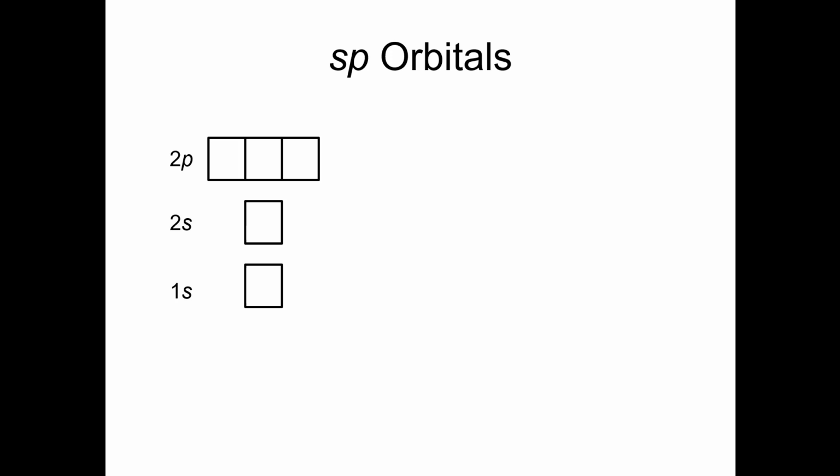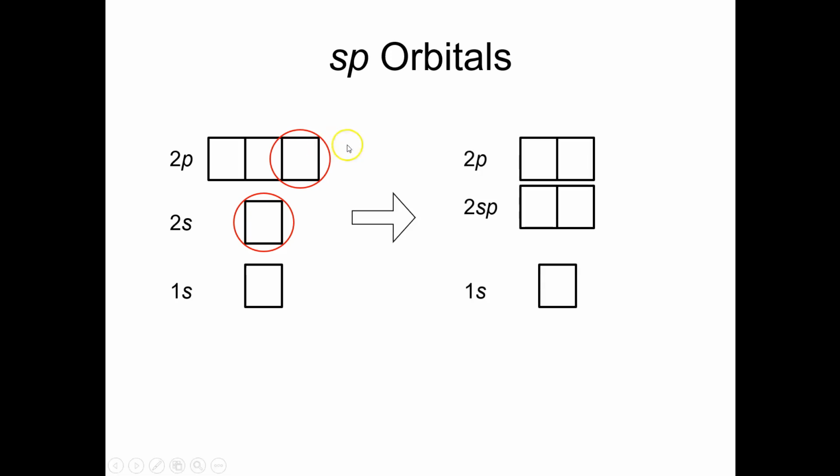Suppose we wanted sp hybridization. And so this, I'm just going to consider something that is in period 2. So this would be all possible core and valence orbitals for an element in period 2. And so suppose I want to sp hybridize this. I would take 1 s orbital and 1 p orbital. They would hybridize together to make 2 sp orbitals. So now instead of a 1s, a 2s, and 3 2ps, I've got a 1s, 2 sp's at the 2 level, and 2 p's at the 2 level.